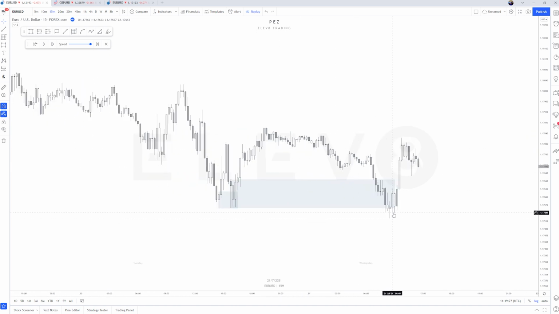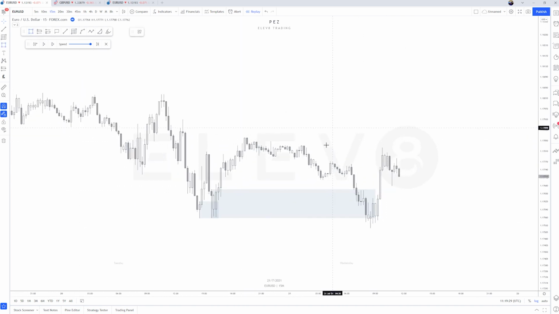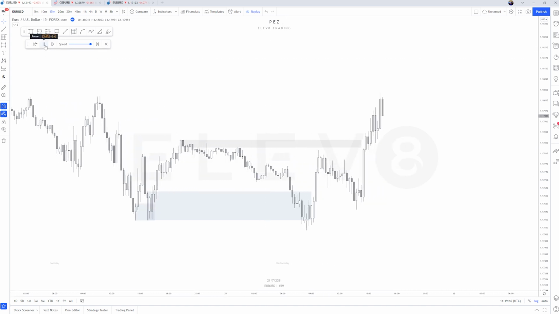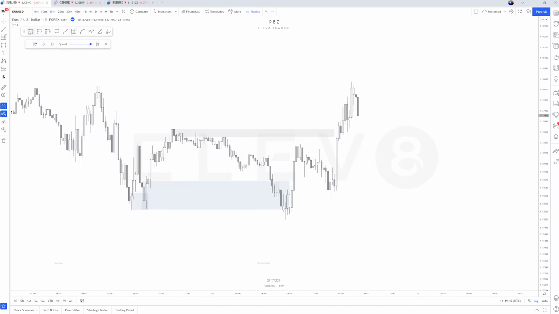So we then wicked below, came back up, and without looking at any structure at the minute, so we came into this, so you could have this supply here, which I'd refine to this candle here. And obviously what's happened is we came up here and we came off of this sell to buy range, and the refinement for me would be this candle.